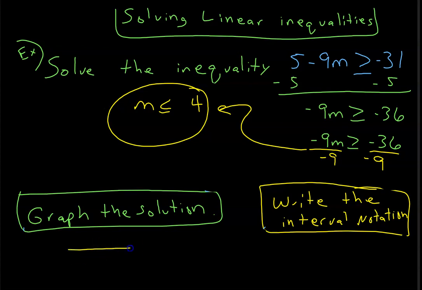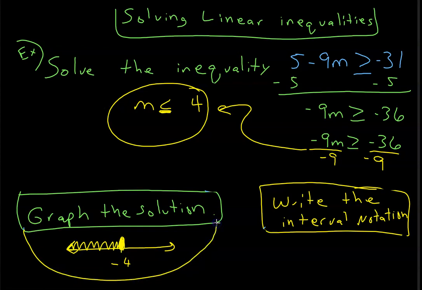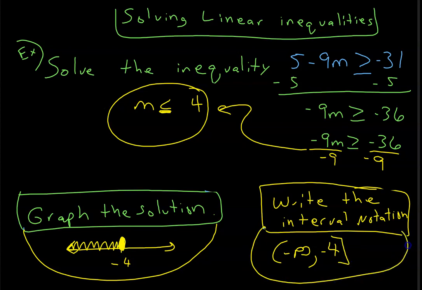So let's graph it. Here's my number line. Here's negative 4. It says less than or equal to. That tells you it should be a closed dot on the negative 4. And it'll be less than, so you shade it to the left. So this would be the graph for it. The interval notation for it, because it starts on the left, would be negative infinity to negative 4. But because this is a closed dot, it gets a hard bracket. So that closed dot means it gets a hard bracket.